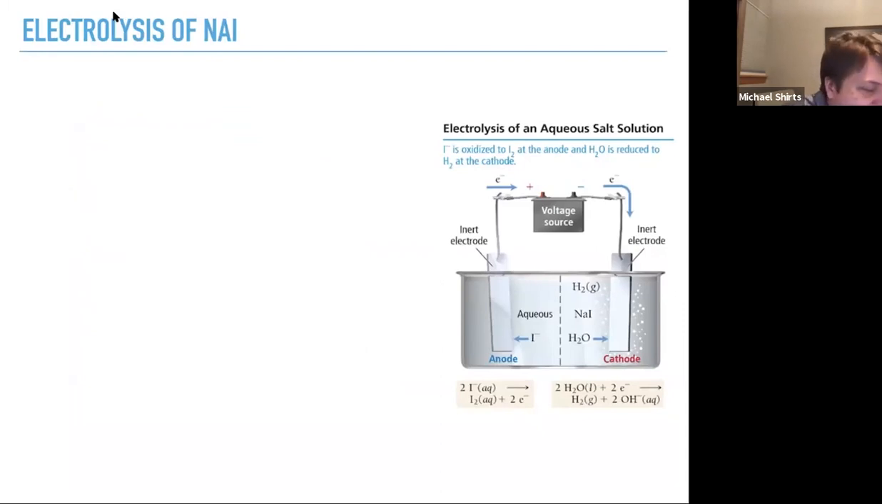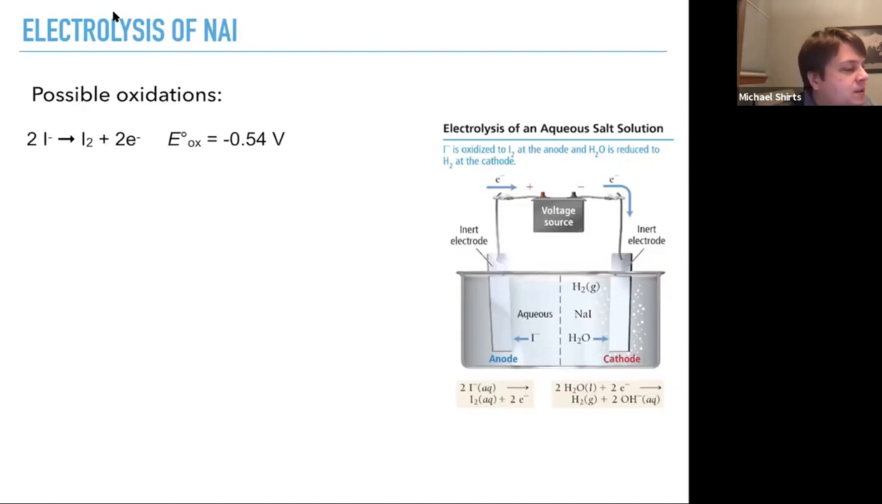We've got sodium ions and we've got iodide ions. What is the reaction that's going to occur? Well, we have to look at what the possible oxidations are. One possible oxidation is iodide going to I2, which ends up dissolving in water at low concentration.